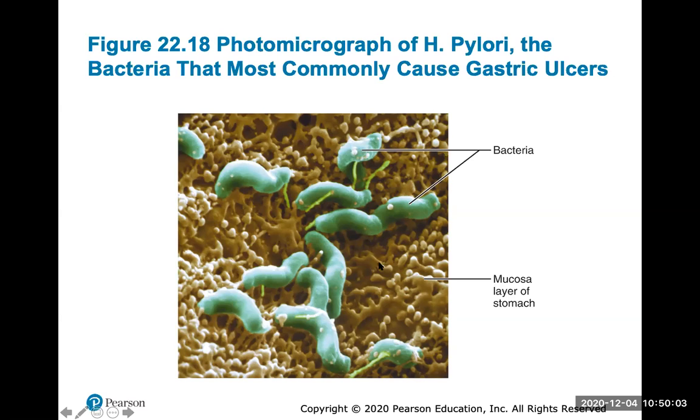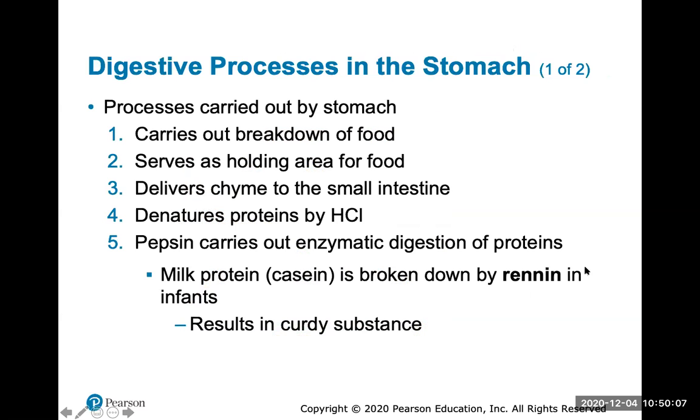Again, these bacteria just kind of eat away at the mucosa layer of the stomach to try to get through it. The process is carried out by the stomach. This is just a good summary. It carries out the breakdown of food, serves as a holding tank for food, and delivers chyme to the small intestine. It denatures proteins with hydrochloric acid, so it makes proteins unable to work anymore. It's just trying to break them down. And then pepsin carries out enzymatic digestion of proteins. And that's what pepsin does.